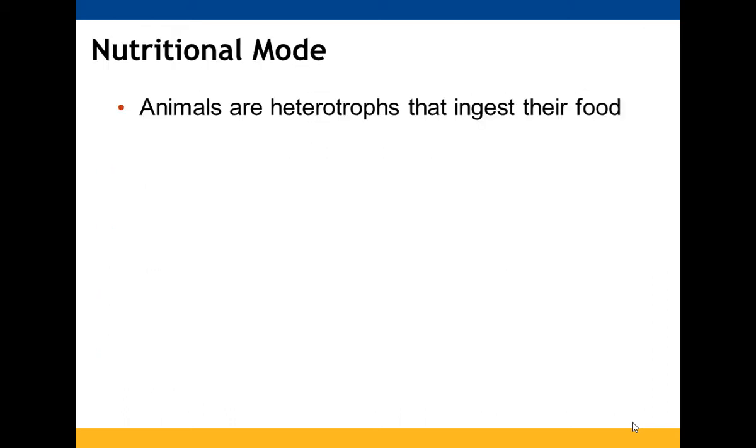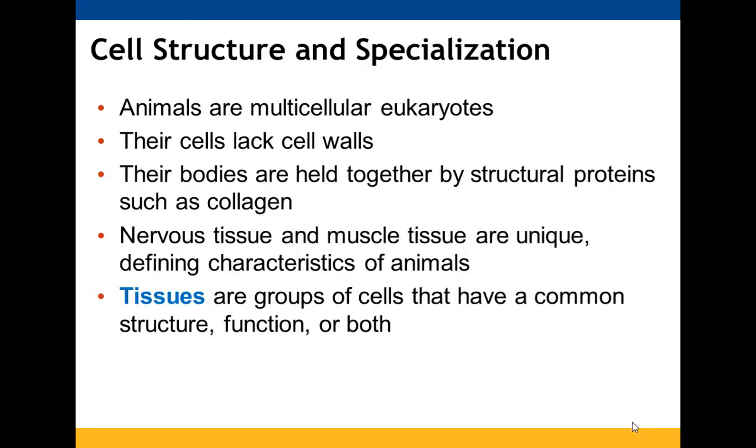Okay. One is nutrition: they're heterotrophs, which means they take in food to get their nutrition. We talked about them being multicellular and eukaryotic. They do not have cell walls. They are held together by proteins such as collagen. We have nervous tissue, we have muscular tissue, and the tissues themselves have some sort of common structure or function making them up.